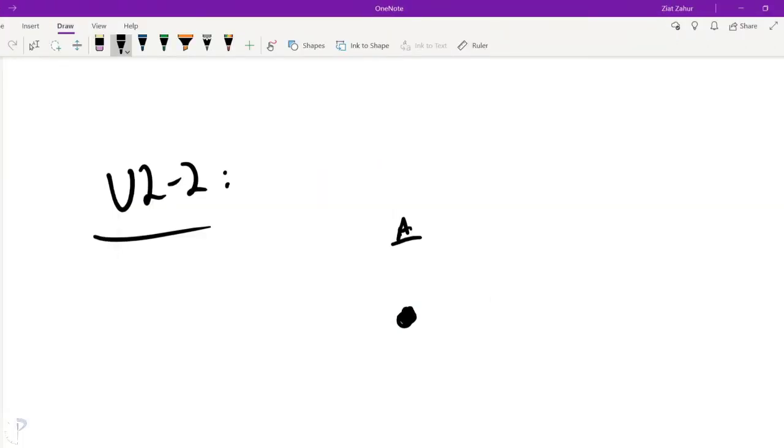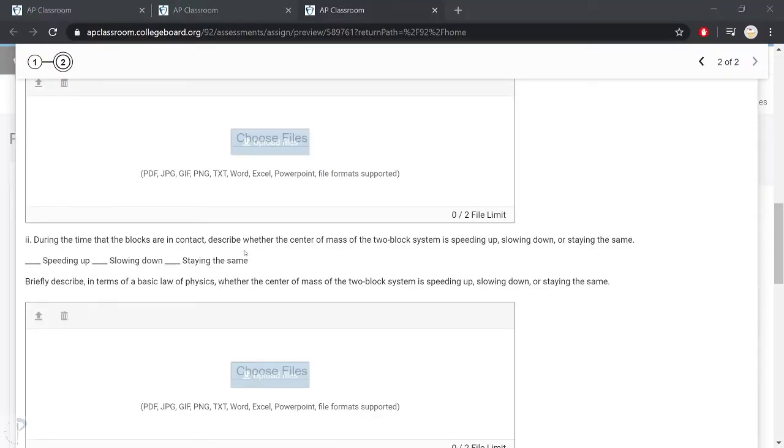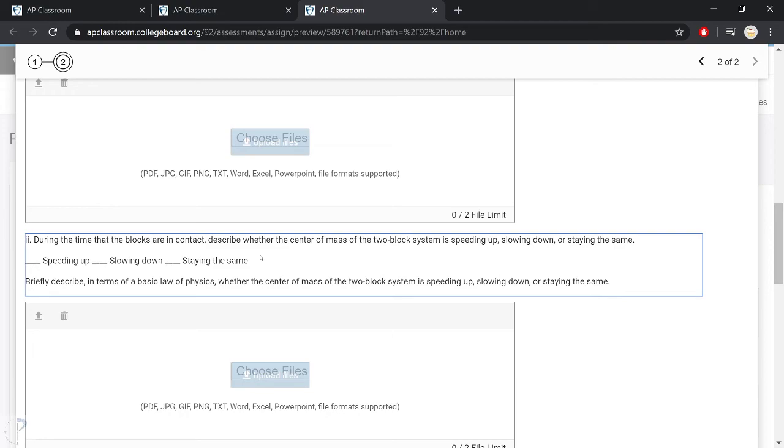Block A is stopping, so the impact force is this way. The other one, Newton's third law kicks in, opposite equal reactionary force. So it's that way. During the time that the blocks are in contact, describe whether the center of mass of the 2 block system is speeding up, slowing down, or staying the same.